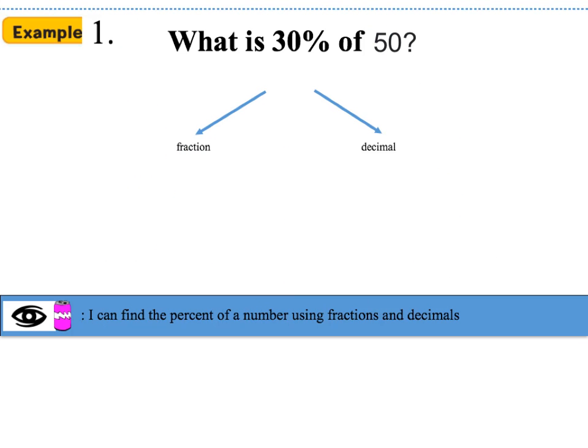Let's use these key concepts to solve the following examples. For example 1, it says, what is 30% of 50? We know that the word of is another word for multiply. So I can take 30% and multiply it by 50.